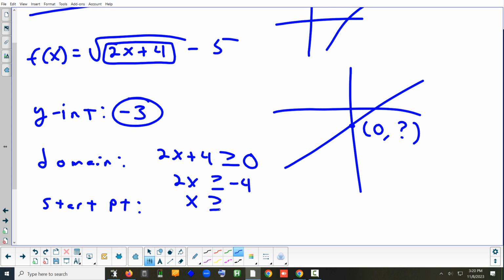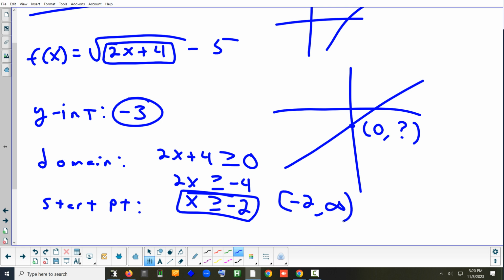So that means x would have to be what to make sure that it's always greater than or equal to 0? Greater than or equal to 0, negative 2. Greater than or equal to negative 2. Yep. That's your domain. You could write the domain as an inequality, or you could write it as an interval. So if you want an interval, there you go. Negative 2 to infinity.